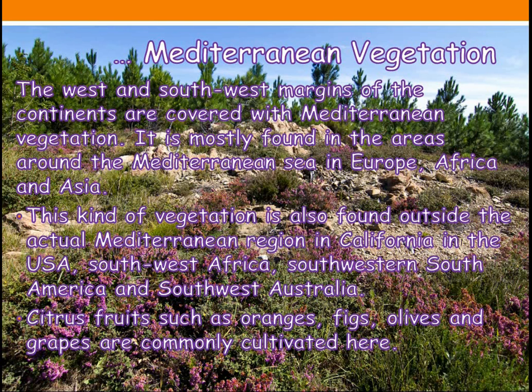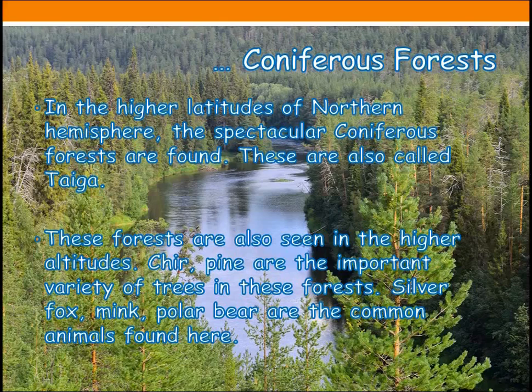This kind of vegetation is also found outside the actual Mediterranean region, in California in the USA, Southwest Africa, Southwestern South America, and Southwest Australia. Citrus fruits such as oranges, figs, olives, and grapes are commonly cultivated in this region.